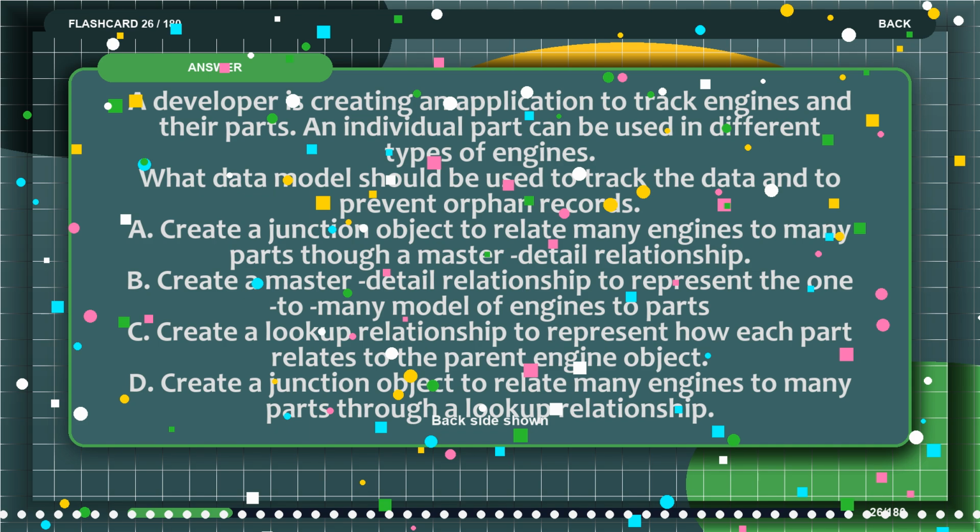A. Create a junction object to relate many engines to many parts through a master detail relationship. B. Create a master detail relationship to represent the one-to-many model of engines to parts. C. Create a lookup relationship to represent how each part relates to the parent engine object. D. Create a junction object to relate many engines to many parts through a lookup relationship.